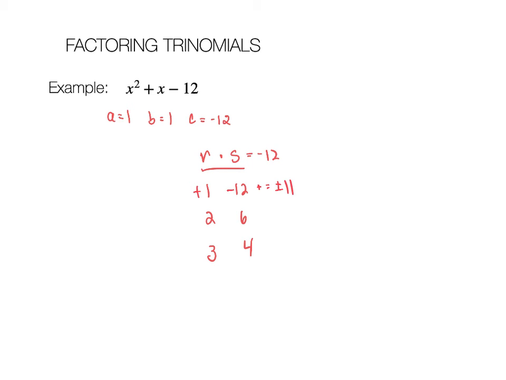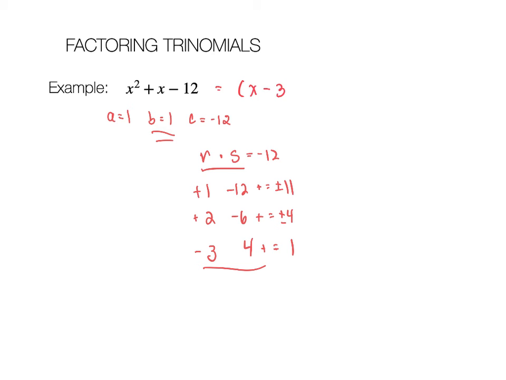That doesn't work. Let's try the 2 and the 6. One of them's got to be negative. If the 2 is negative, they'd add up to 4. If the 6 is negative, they add up to negative 4. Well, that doesn't cut it. Let's try the 3 and the 4. If the 3 is negative, they add up to 1. That's what I want. So I'm going to make my 3 negative, my 4 positive, and then they add up to the b value of 1, and I'm done.